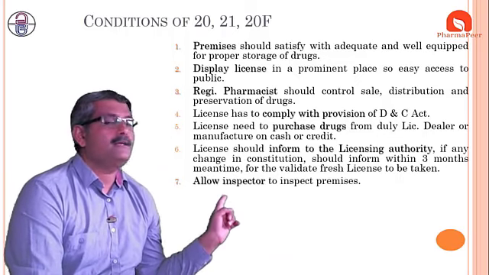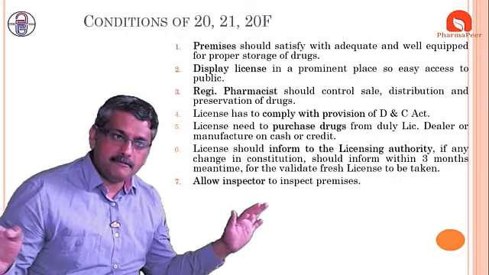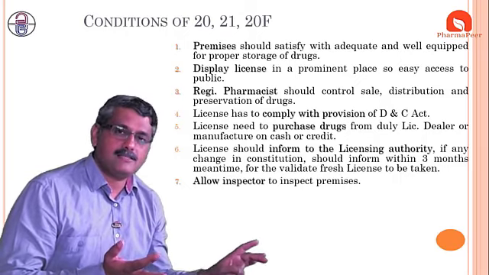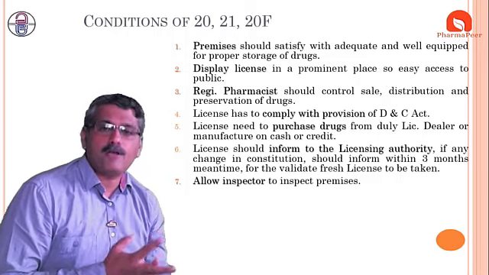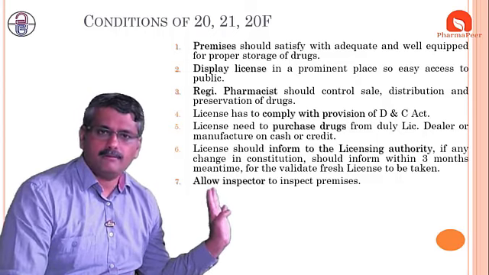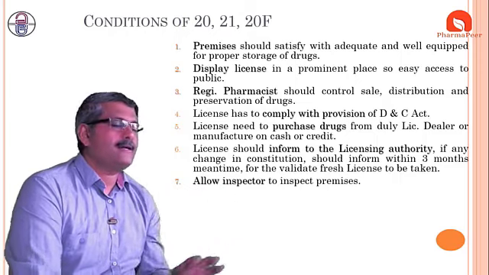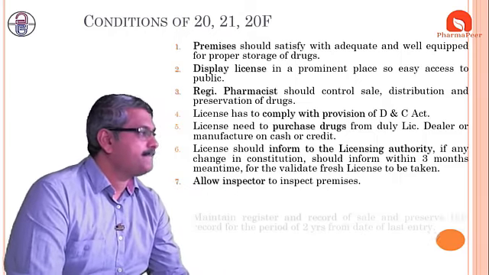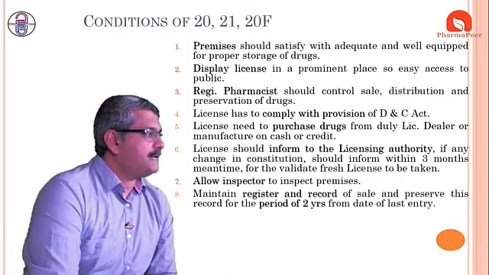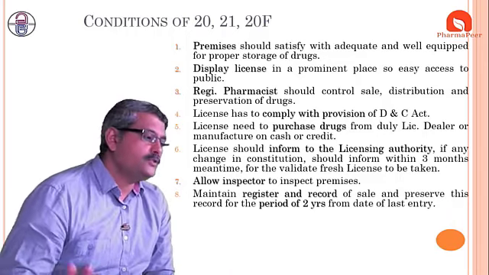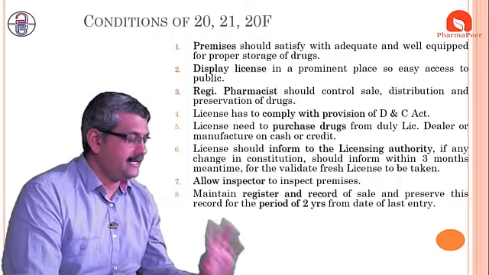This is also very important. This is a Brahmastra. I call it a Brahmastra because it is common everywhere. If it is asked as a condition of licenses in the Drugs and Cosmetics Act, in the Pharmacy Act, in the Poison Act, everywhere it is common. You will get a half mark for that. Allow the inspector to inspect the premises. Maintain a register and record of sales, and preserve this record for a period of 2 years from the date of the last entry.